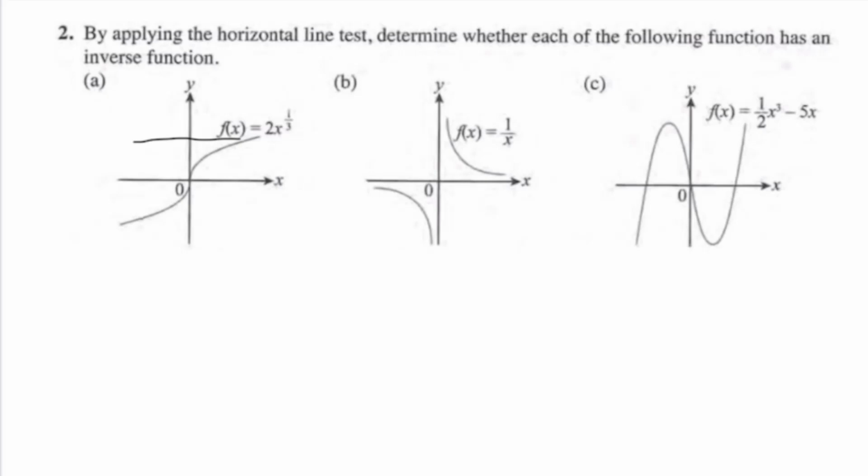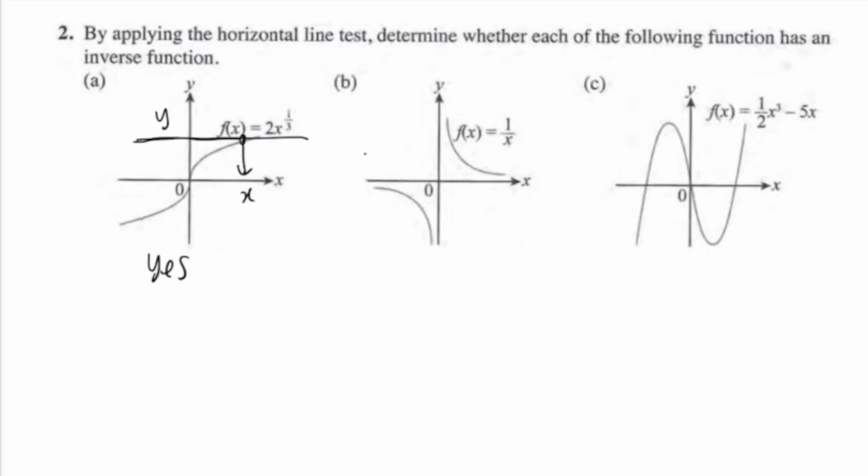So in this case, we cut across. You notice it cuts at one point, so you will have a one-to-one relation. The opposite, one y maps onto one x. So this function x will map onto y, y will map onto x. It's a one-to-one relation. Yes, it will have an inverse.